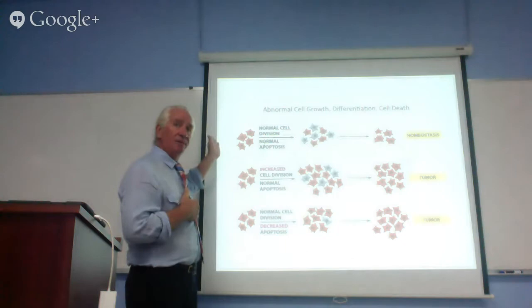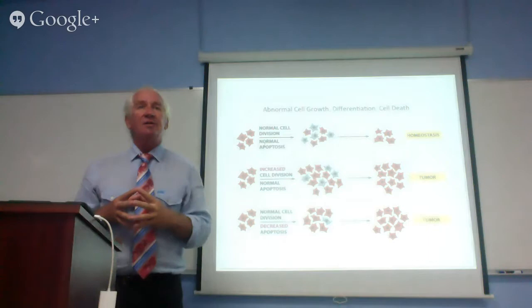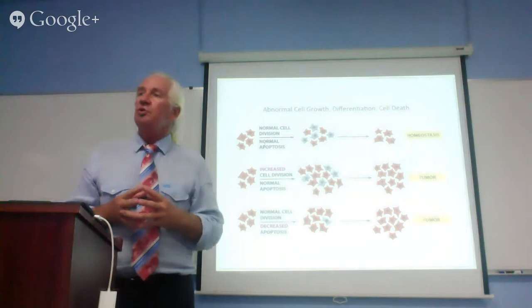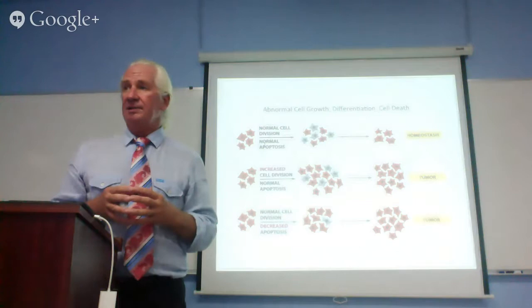If you increase the amount of cell division and apoptosis stays normal, you can grow a tumor mass. If you decrease the amount of cell death and division stays normal, you have a tumor mass. If you have a combination of both, you have a very aggressive tumor, and that's the state that tumors wish to get to. To be a successful tumor, that's what you want to do.